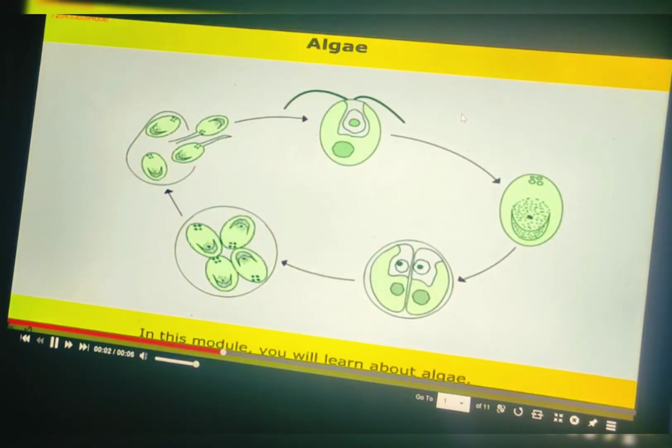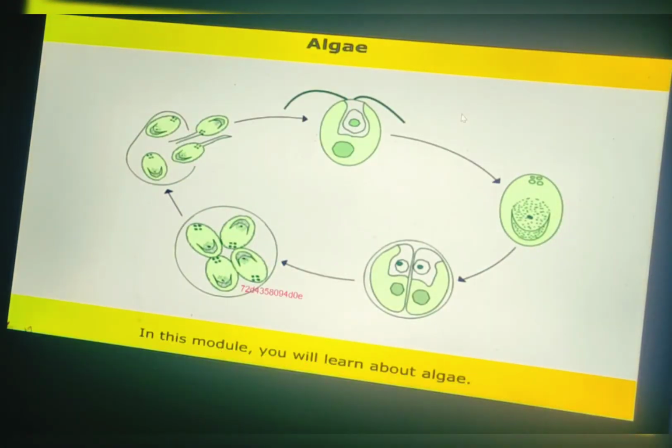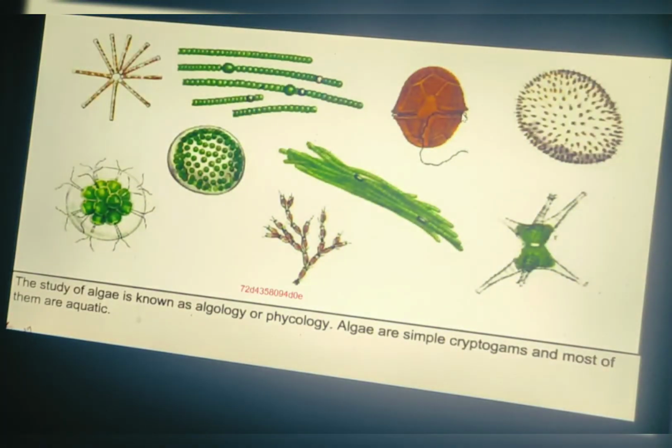Algae. In this module you'll learn about algae. Algae are an important group of organisms. Do you know, the study of algae is known as algology or phycology. Algae are simple cryptogams. Most of them are aquatic. As you can see here, they're found in various forms and sizes.